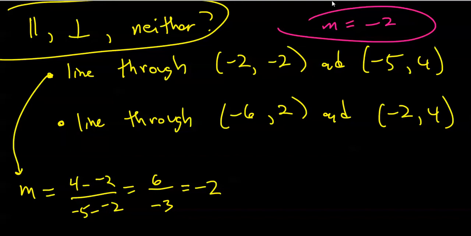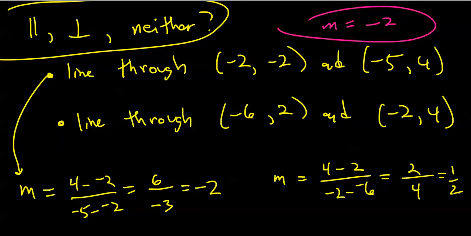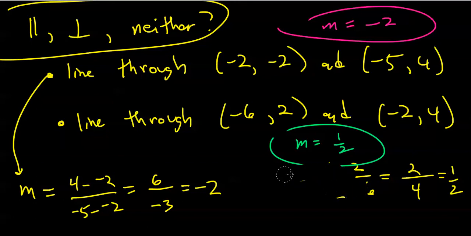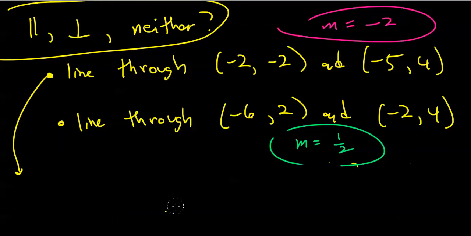How about the bottom line here? Well, let's grind it out. My slope of this second line is y2 minus y1 over x2 minus x1. In the numerator, 4 minus 2 is 2. Downstairs, -2 minus -6 is 4, is it not? 2/4 reduces to, of course, 1/2. So my second line has a slope of positive 1/2. Computing the slopes for those two lines, I get -2 and 1/2 respectively.